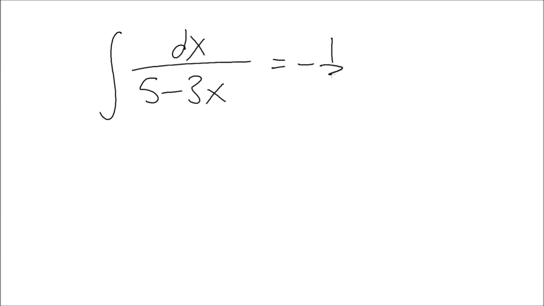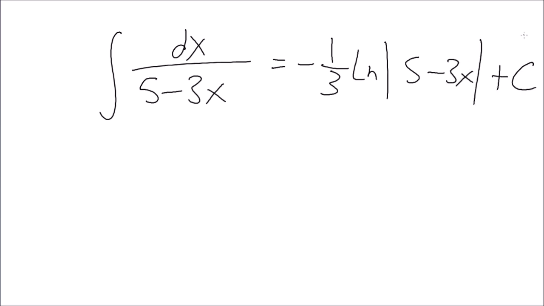Next is the integral dx over 5 minus 3x. So this is one of those integrals that we memorized, right? So this is a negative 3. I don't know why I wrote it like that. Negative 3, negative 1/3, and then the ln of 5 minus 3x plus c.